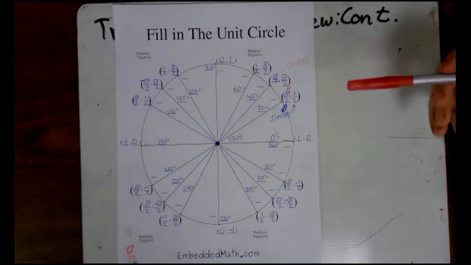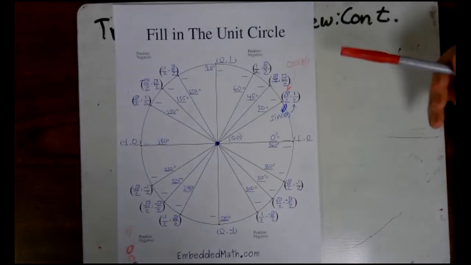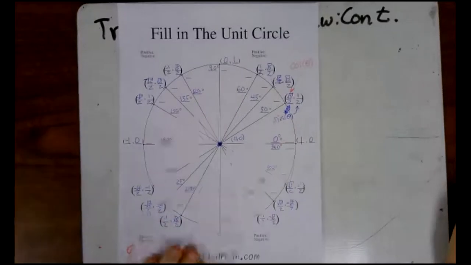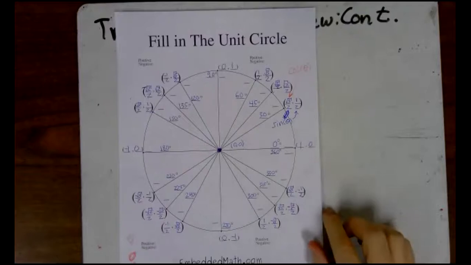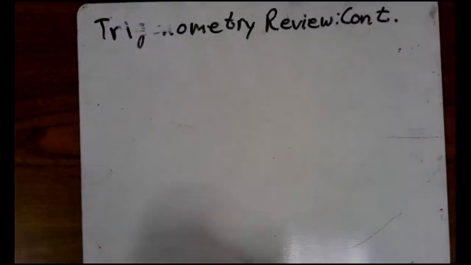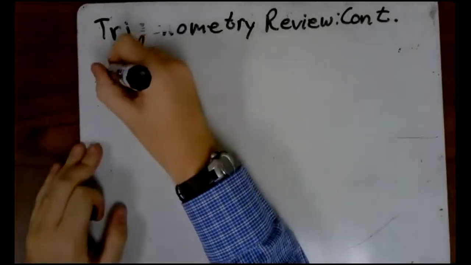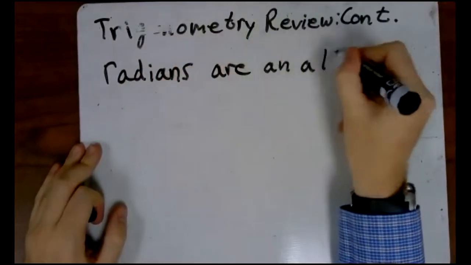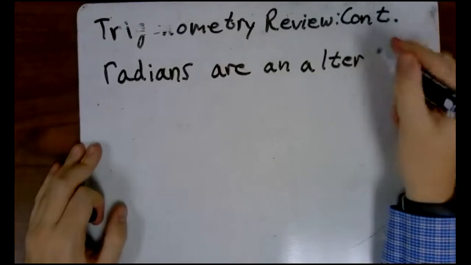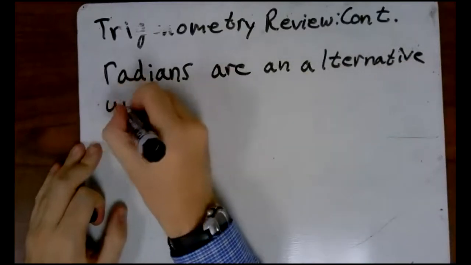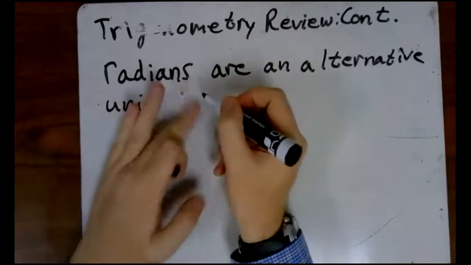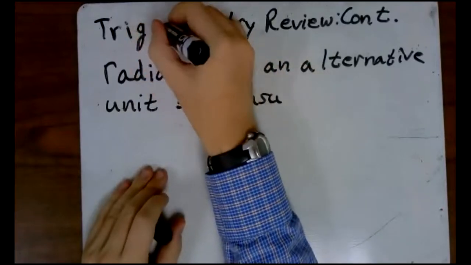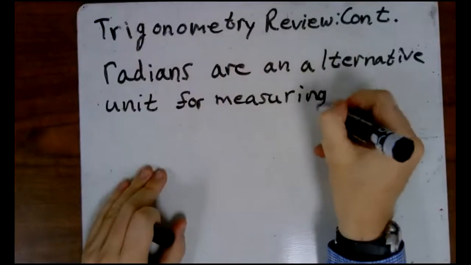But there's a few things. First of all, there's this thing called tangent, which you've heard of before. And the other is what about these other blank lines? Well, those are for an alternate way of measuring angles called radian measure. Radians are an alternative unit for measuring angles.